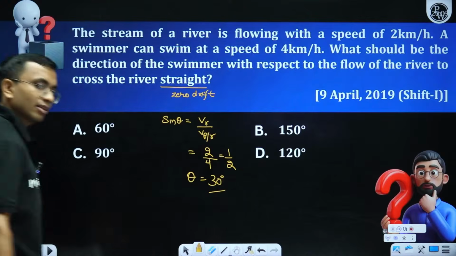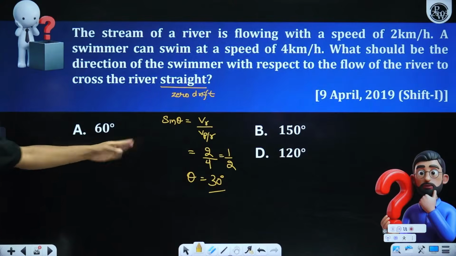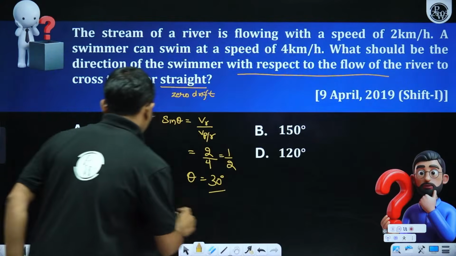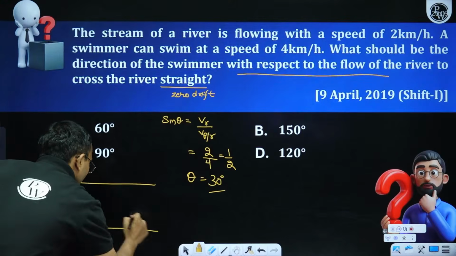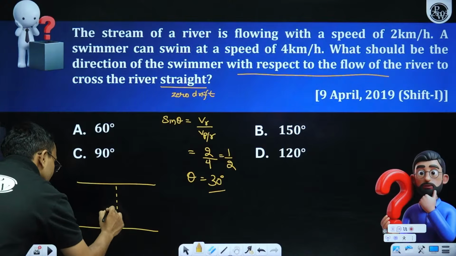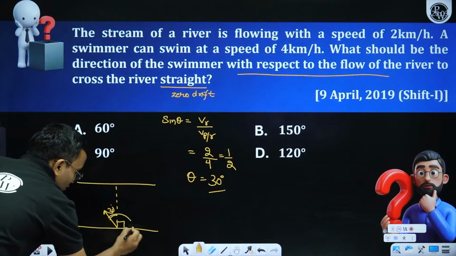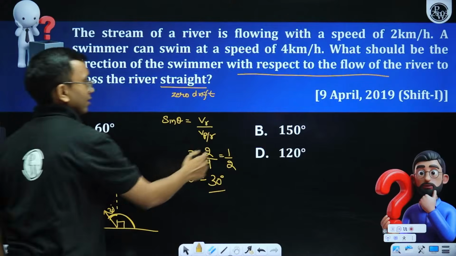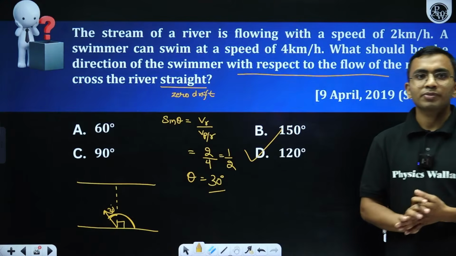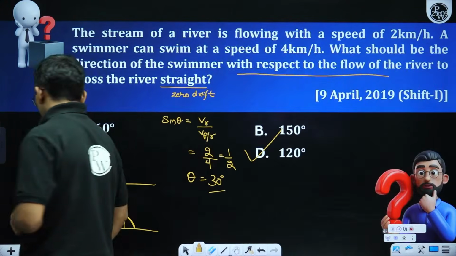But this theta is not with the flow of the river. You have to find angle with the flow of the river. This theta was with the vertical. This is 30 degree, but this is 90. With the flow means this total angle, 90 plus 30, 120. Okay. 90 plus 30 is 120.